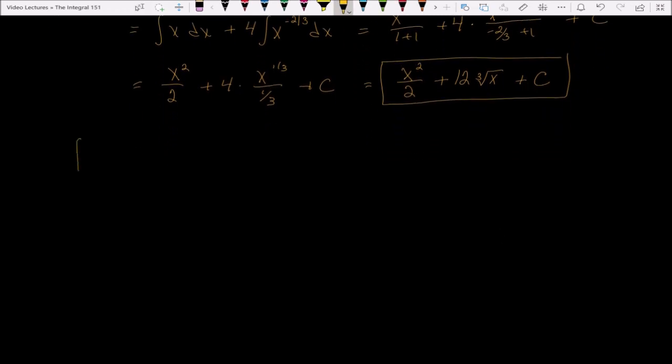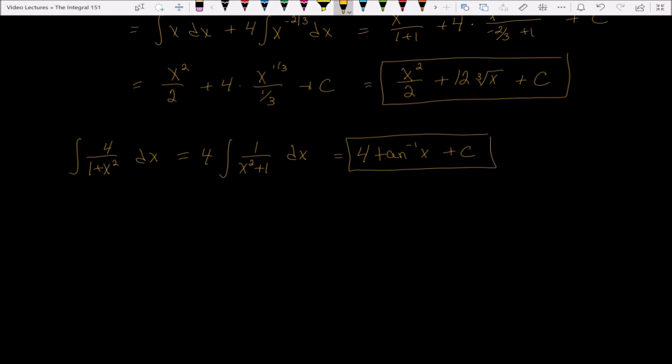Now let's go ahead and evaluate the antiderivative of 4 over 1 plus x squared. Well, if we rewrite this, factor out the 4 using the constant multiple rule. Antiderivative of 1 over, let's write that as x squared plus 1. Now that matches the form of an inverse tangent. So our antiderivative is 4 times the inverse tangent of x plus a constant.